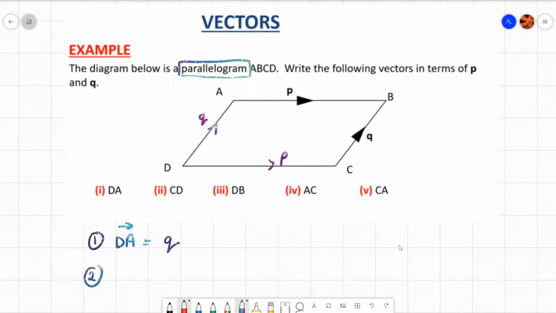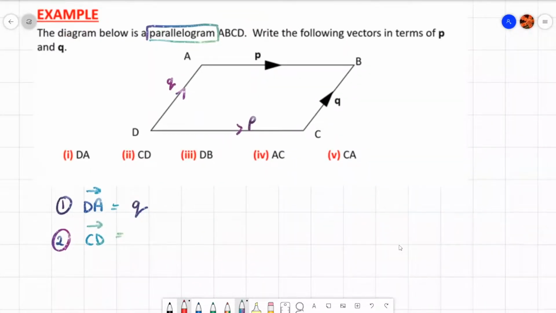So second one, we want to know the direction C to D. Okay, so C to D, well, I know D to C is P, but we're going the opposite direction. If you go the opposite of something, it's negative, isn't it? So it's minus P.